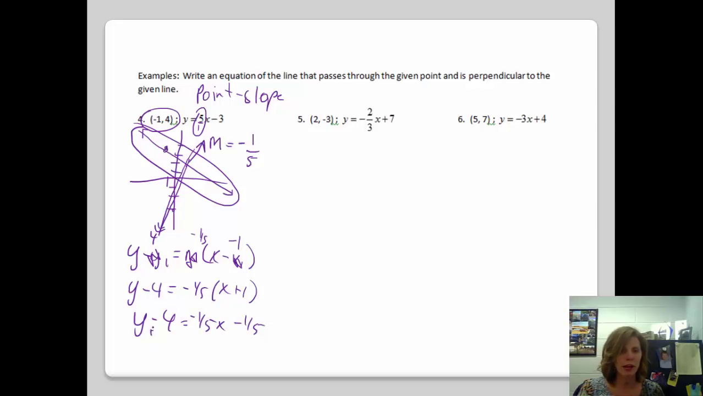Right, and then from here I'm going to add 4 to both sides. So I'll get y equals negative 1/5 x, negative 1/5 plus 4 is going to be plus 3 and 4/5. So that would be the equation of that line.